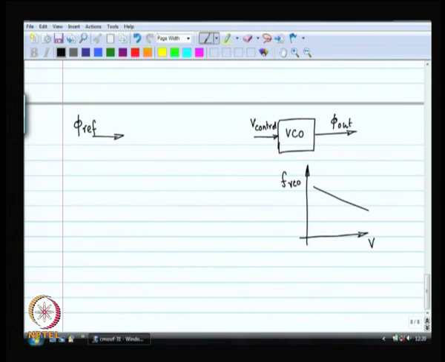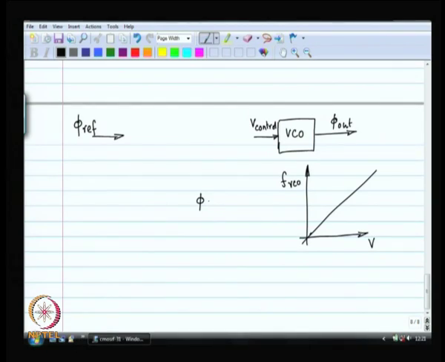Let us arbitrarily say that our VCO does not look like this, our VCO looks like this, does not really matter, but hey, let us say it is a linear function of the voltage, of the control voltage. Okay. In that case, what is the phase?